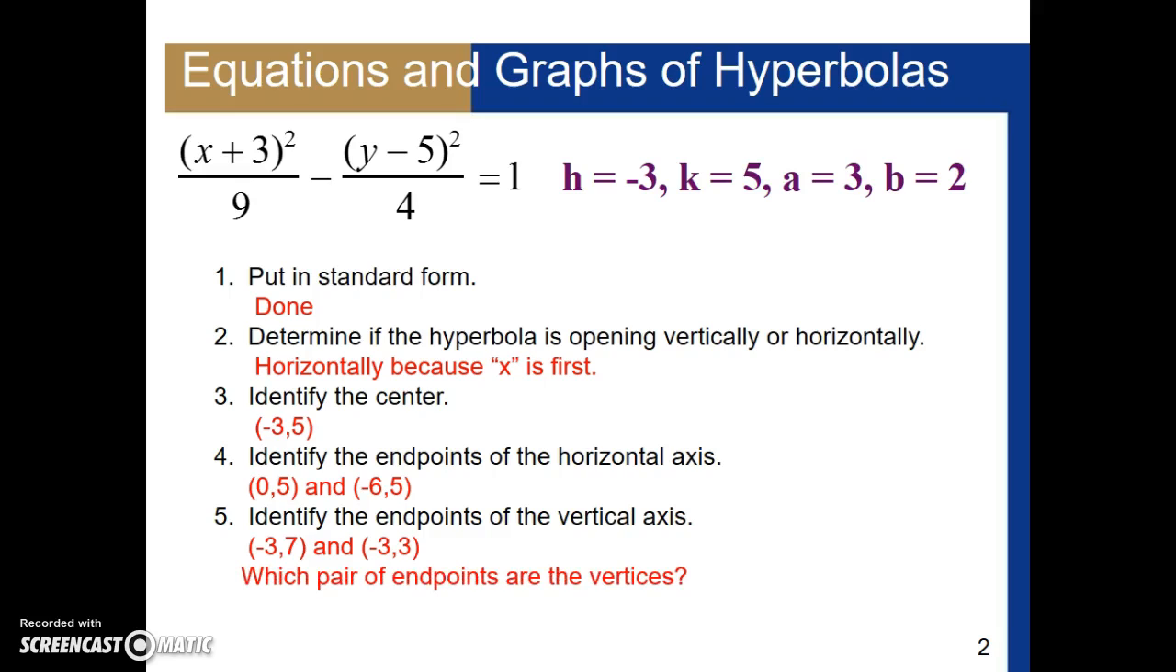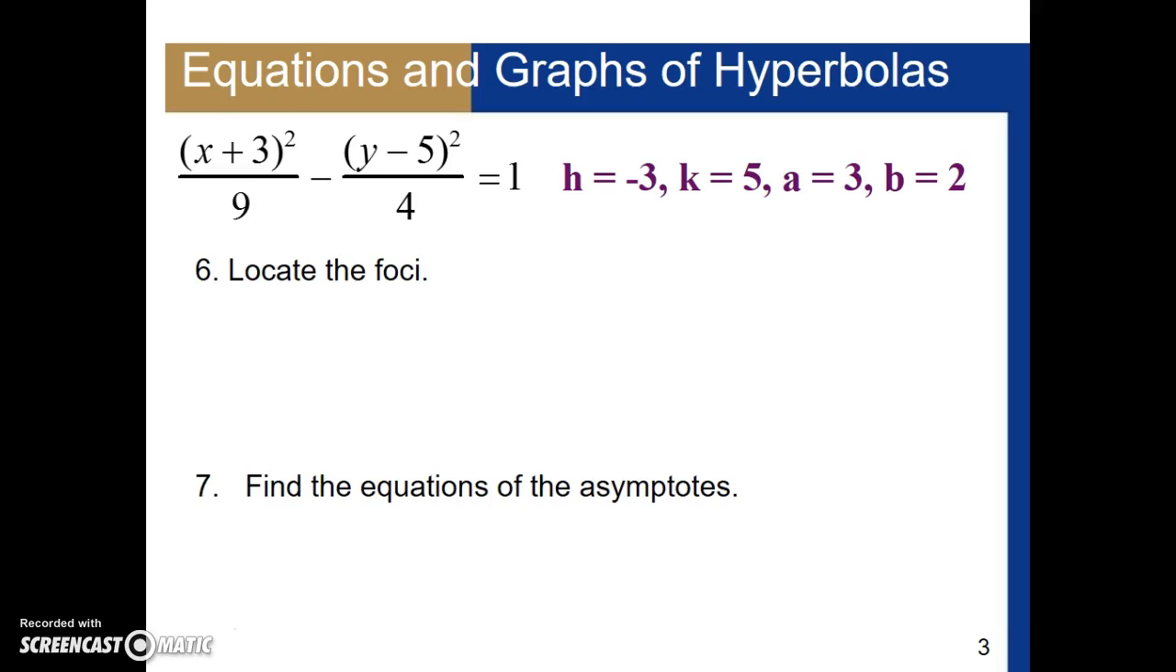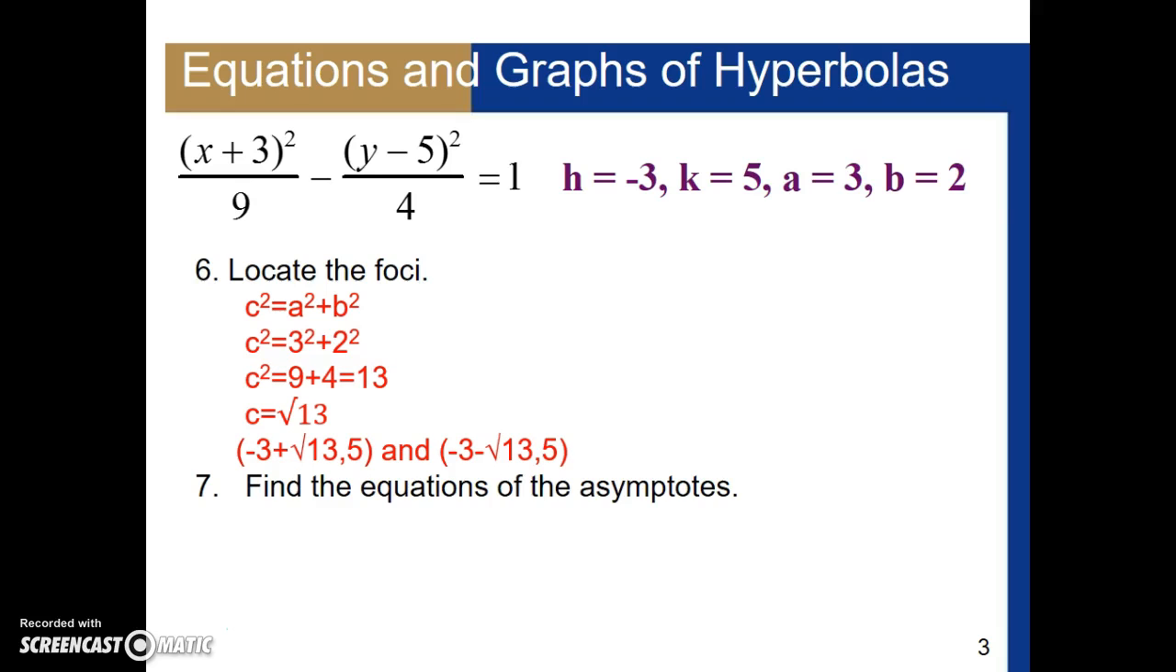The endpoints along the horizontal axis, which is our transverse axis, are going to be our vertex points. We locate the foci by c squared. Remember, c squared is a squared plus b squared. Here, a is 3 and b is 2, so that's 9 plus 4. c squared is 13, so c would be the square root of 13. The foci then, since our transverse axis is horizontal, we'll go from the value of h to the right square root of 13 and to the left square root of 13.